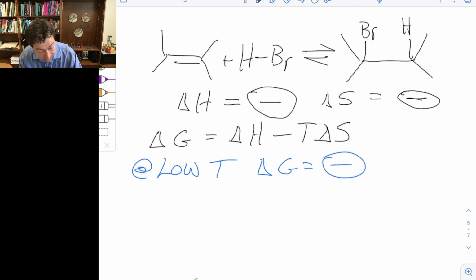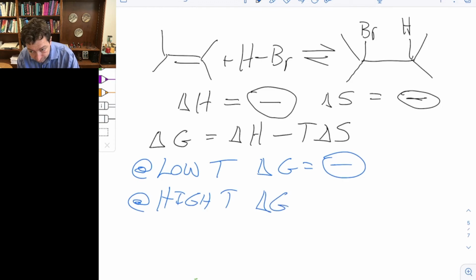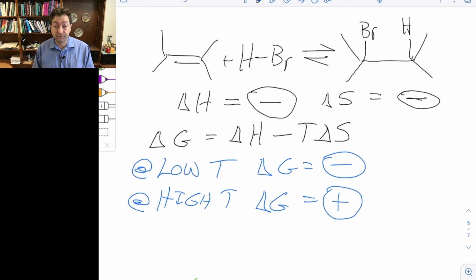But then if we do the reaction at high temperature, and that entropy term dominates, if the product of delta S times the temperature becomes larger than delta H, what we observe is that the overall delta G becomes positive. That is, this reaction does not become spontaneous at a high temperature. We'd expect the reactants to dominate at a high temperature.